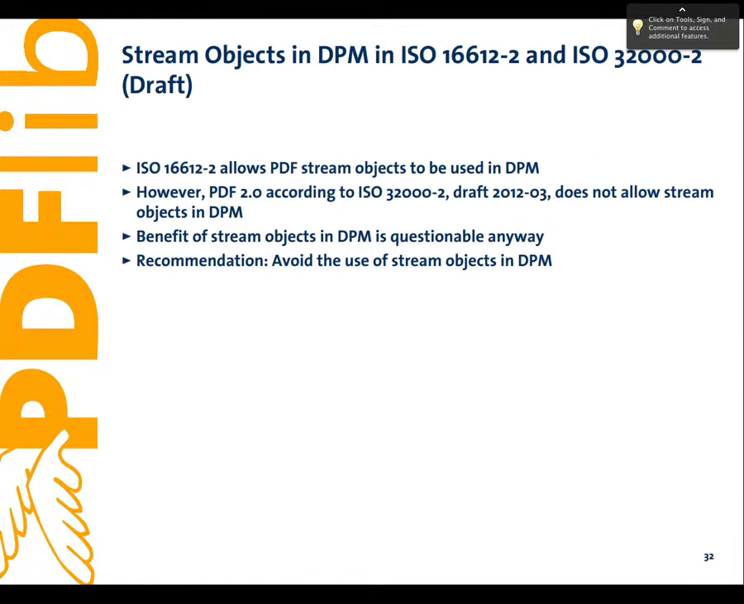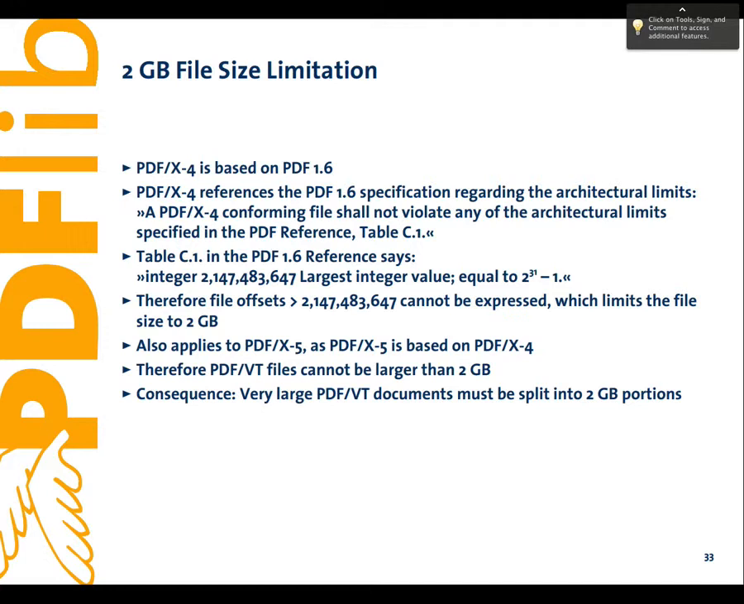Okay, this is esoteric. I talked about the stream objects already. What is more interesting, and we discussed that recently on the mailing list of the technical working group, is the 2 GB file size limitation. The conclusion is like this: PDF/X-4 is based on PDF 1.6, and there's a sentence in the PDF/X standard that says a PDF/X-4 file shall not violate any of the architectural limits in the PDF Reference table C.1, where it says an integer may only be so large, 2 billion something, and this means you cannot have any file offset that is larger than this number in the PDF/X file, and this effectively limits the size to 2 GB.